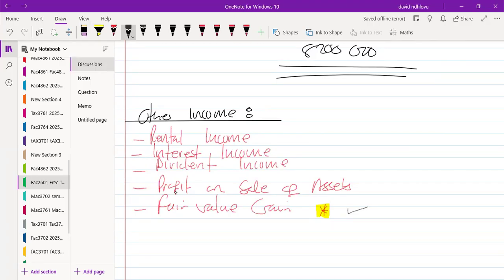Right, so these are the normal things that you deal with under the other income. Now, what you must look out for, usually if you have these things, they are already given and you don't need to calculate. However, these two, sometimes they are not given and you need to go on the side and calculate them and then add them to your other income. So you need to go through the whole question and identify whether there was a profit on the sale of assets or not, and whether there was a fair value gain or not on intangible assets. Then you account for that.